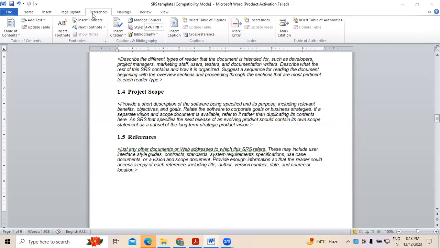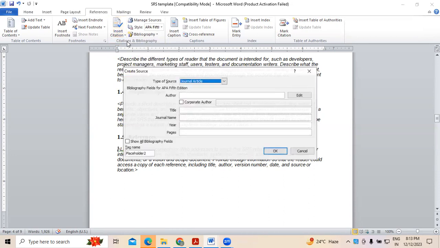So there is an option called reference. In this reference, you can see insert citation. Let's say, for example, in this insert citation, add new source. For example, let's say, point of sale system, right? So you want to know the introduction about what is point of sale system. Let us assume, for example, you have copied it from some source.